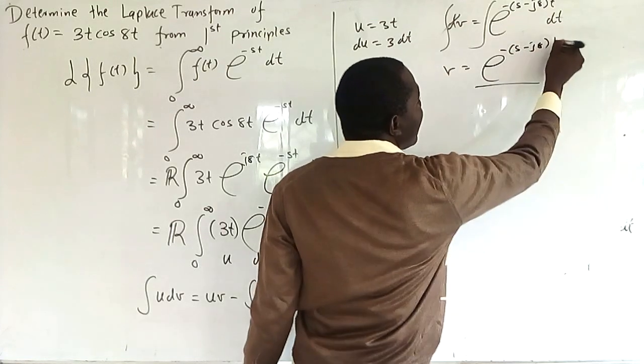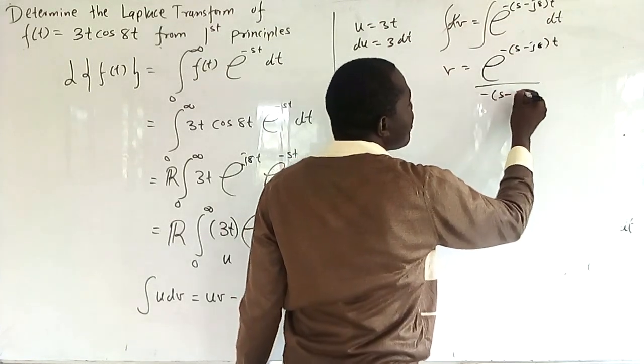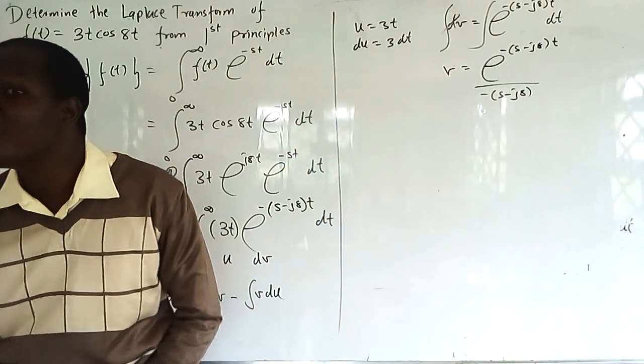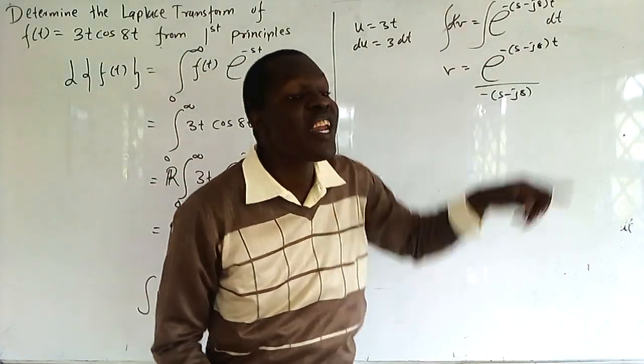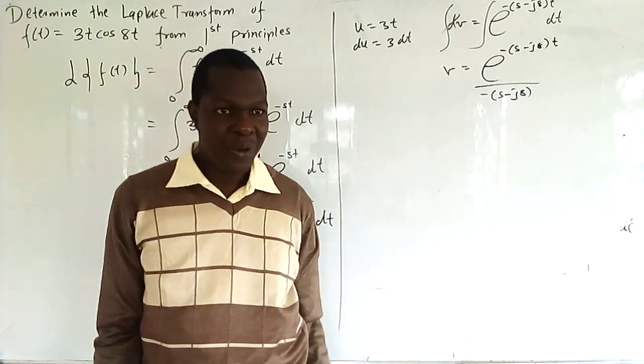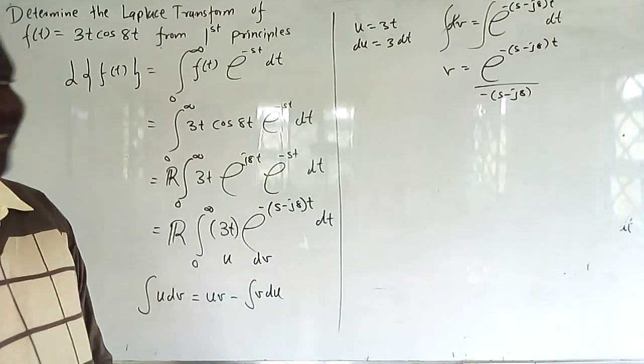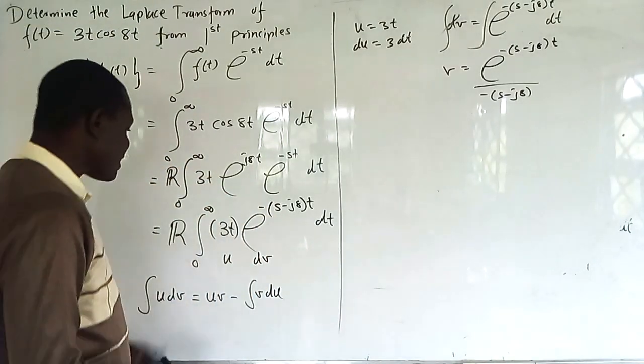Then you divide by the constant of the inner function, which is negative (s minus ja). Remember, you are only doing that because you've already identified that the derivative of the inner function is a constant, isn't it? Yes. When the derivative of the inner function is not a constant, you cannot do that. Yes. Good. Now, having done that, let us come and substitute.